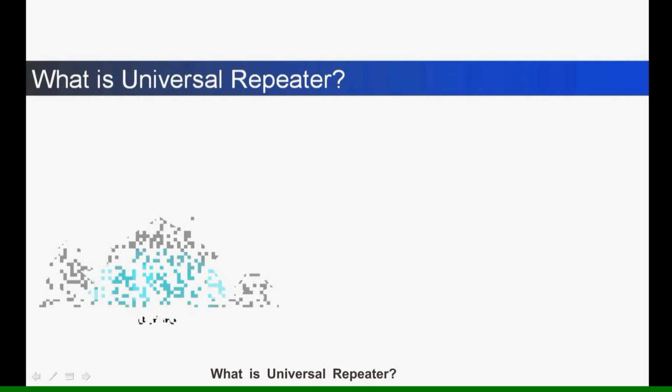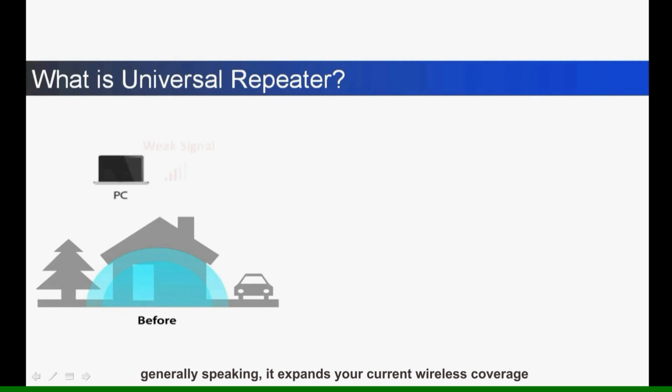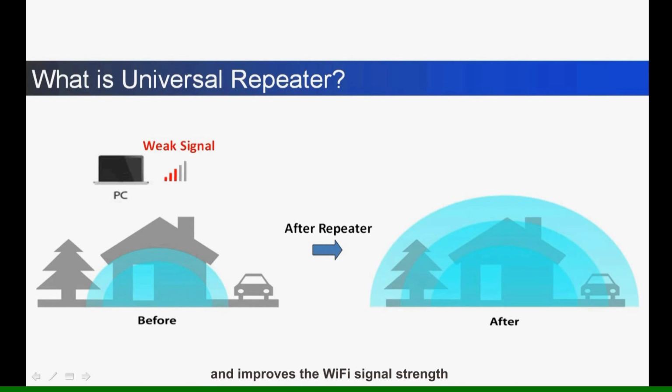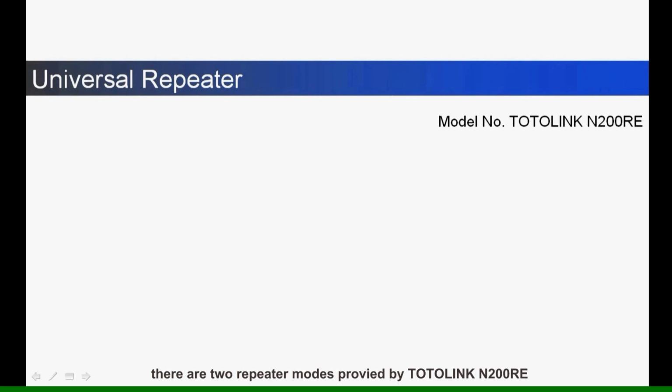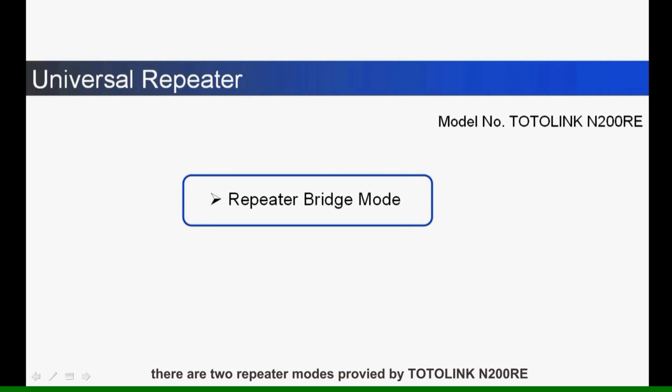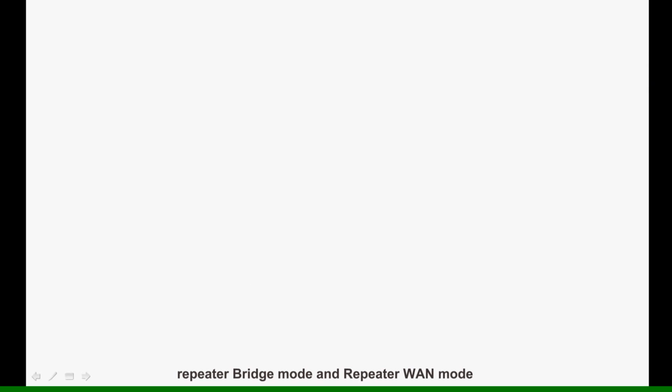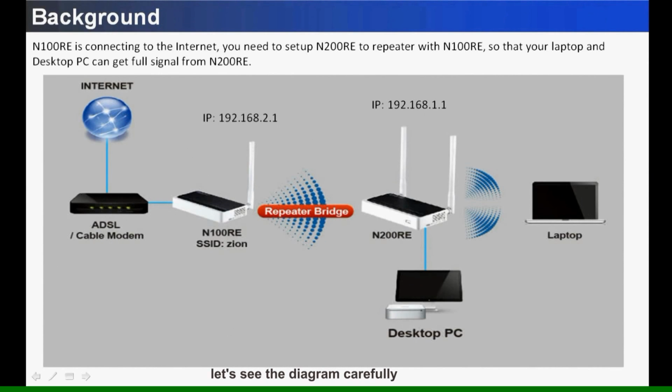What is a universal repeater? Generally speaking, it expands your current wireless coverage and improves the Wi-Fi signal strength. There are two repeater modes provided by TOTOLINK N200RE: repeater bridge mode and repeater WAN mode. First, about repeater bridge mode, let's see the diagram carefully.